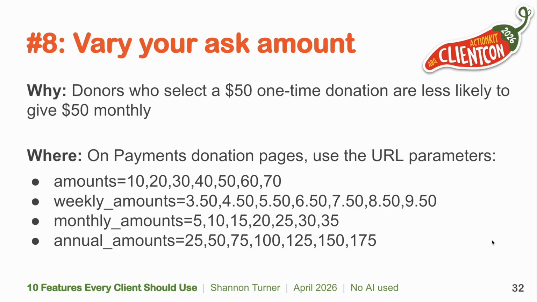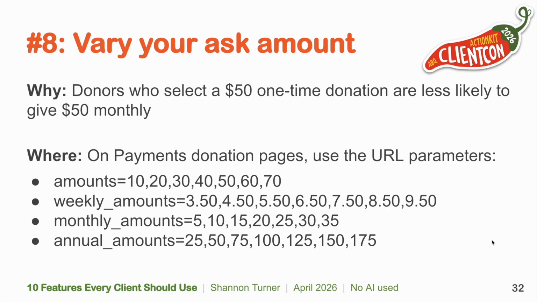Next up is a feature that many clients have asked for over the years, and this is being able to show a different ask amount based on whether the user chooses a one-time donation or a recurring donation. So that is number 8, letting you vary your ask amount.